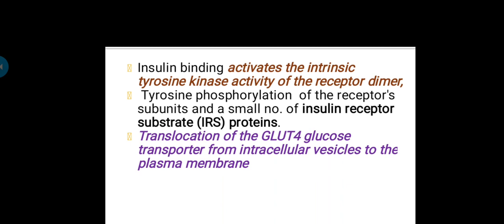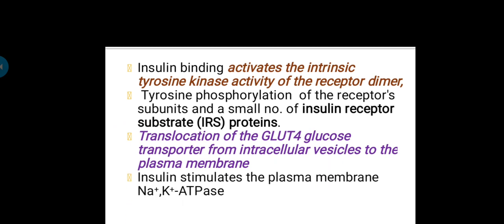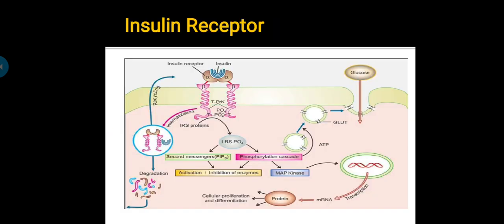Not only GLUT4, GLUT2 is also present in the islets of pancreas and in the liver. GLUT4 is present in the adipose tissue and skeletal muscle mainly. So there is translocation of the GLUT4 glucose transporter from the intracellular vesicles to the plasma membrane, so that more glucose can be taken up by the cell. And this is the net effect of insulin. Insulin also stimulates the plasma membrane sodium potassium ATPase, and by stimulation of this MAP kinase, it causes enhanced transcription and cellular proliferation and differentiation. So this is the effect of insulin.